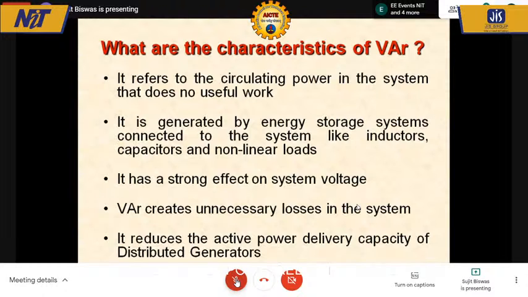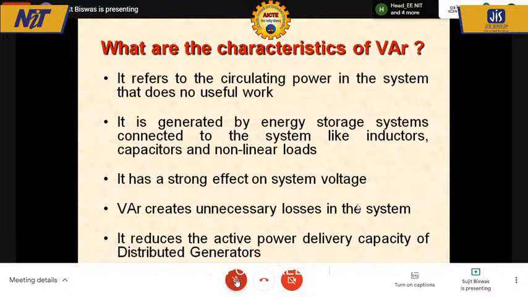It reduces the active power delivery capacity of distributed generators. If I have a distributed generation system with, let's say, 10 kVA capacity, and I load it up to 5 kVA with VAR, then the amount of power I can get out would be roughly only 5 kilowatts. I cannot give you 10 kilowatts of power, although it has the capacity, because the current magnitude limit has been reached halfway through because of the reactive power. So it reduces the power delivery capacity of distributed generation.